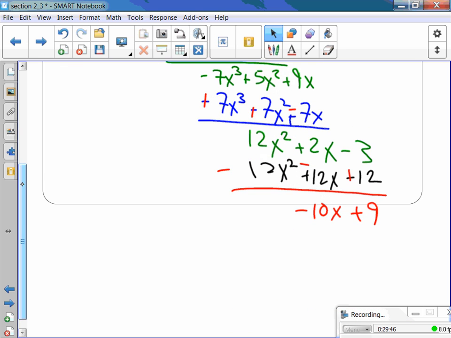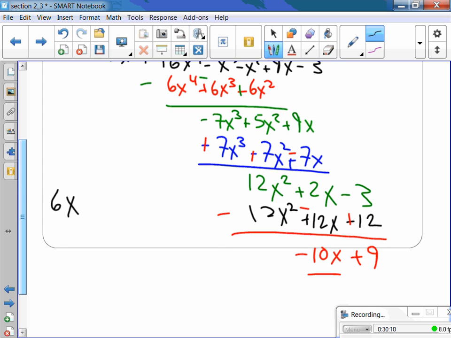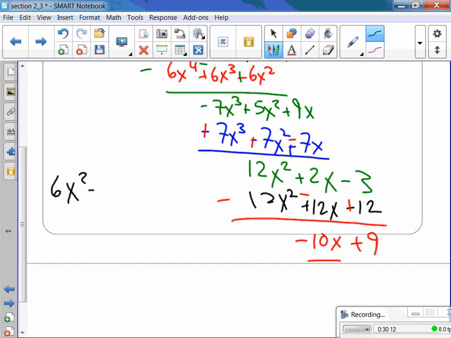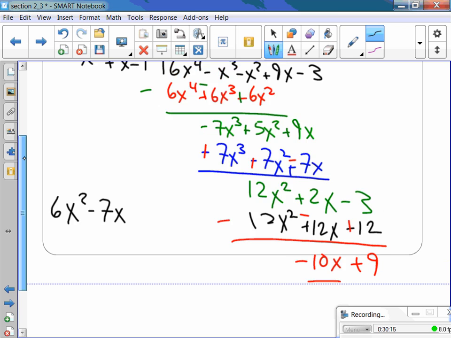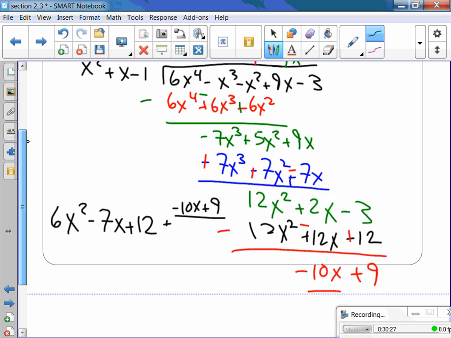So here, we have that 6x to the fourth minus x cubed minus x squared plus 9x minus 3 divided by x squared plus x minus 1 is equal to 6x squared minus 7x plus 12, plus 1 or minus 1? Minus 1. That would be your answer for this division problem.